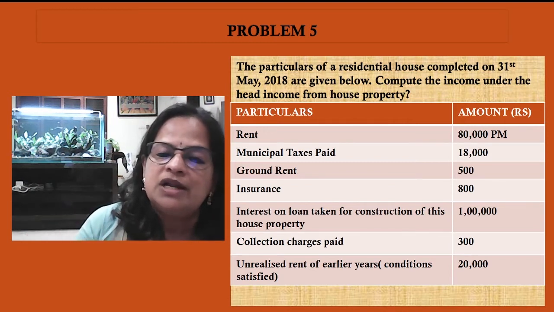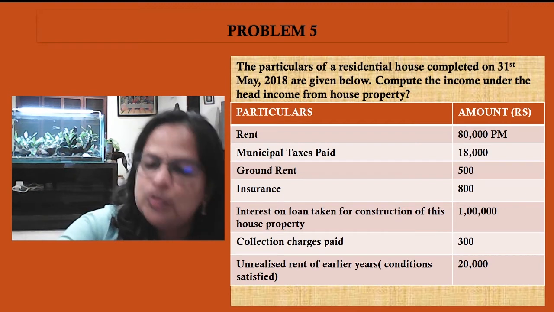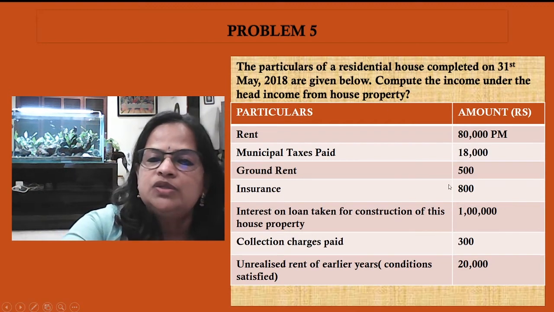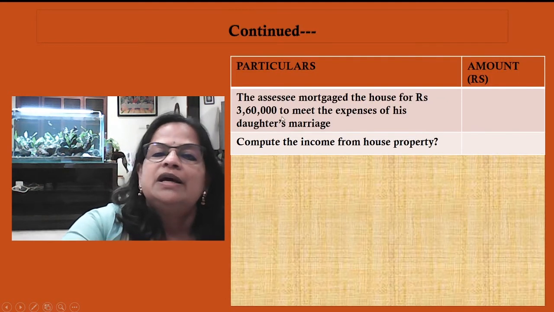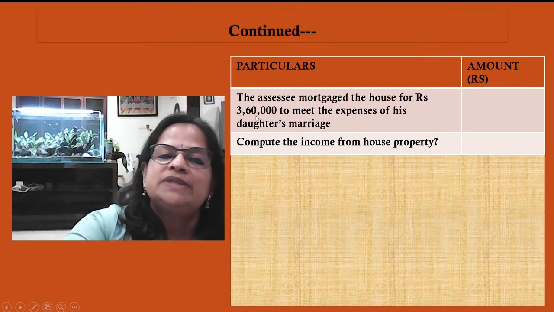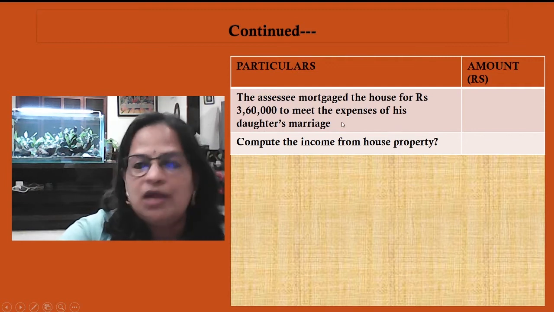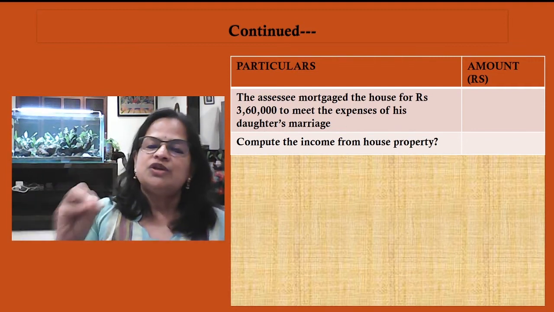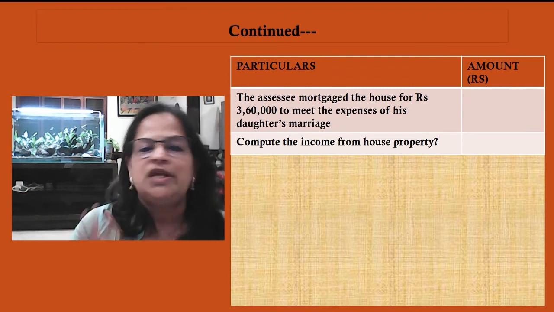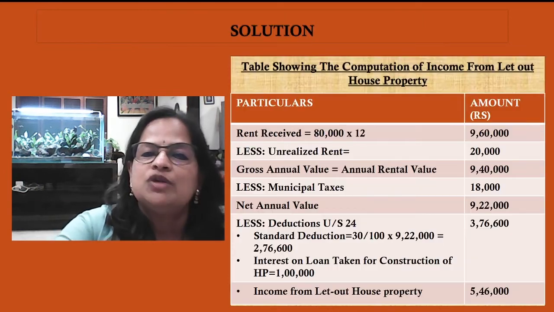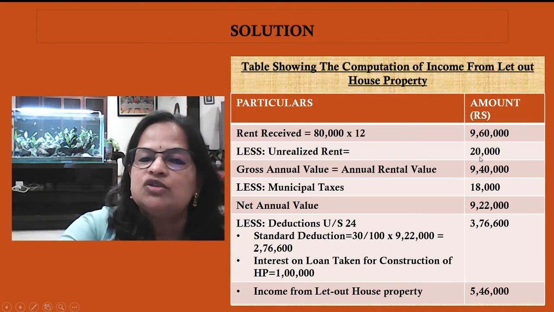Unrealized rent of earlier years, with the condition satisfied, is 20,000, so this also we have to consider. The owner mortgaged the house for rupees 3,60,000 to meet the expenses of his daughter's marriage. That is not allowed, because only a loan taken for the construction of the house property is allowed. Compute the income from house property. So the table showing the computation of income from let out house property: rent received, 80,000 into 12, is 9,60,000.